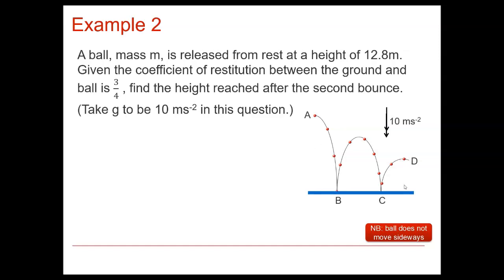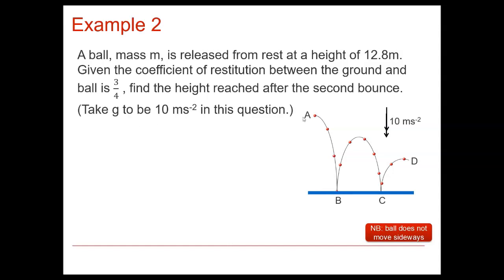Now be careful of this diagram. The horizontal axis, even though it's not labelled, the horizontal axis here is time, not space. So the ball is not moving sideways here. This is just representing this ball going vertically, with the horizontal dimension being time.